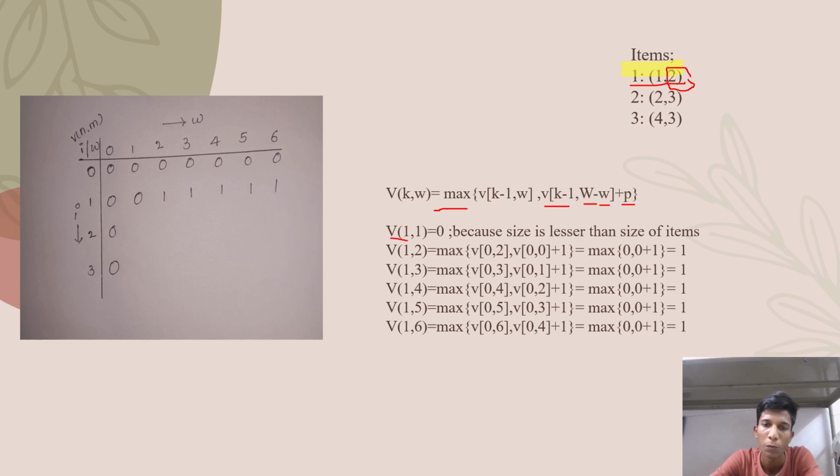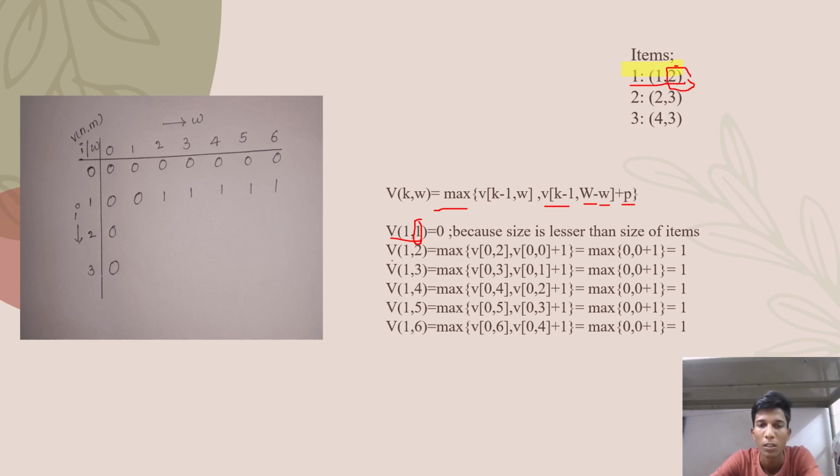Here V of 1 comma 1. The bag weight is 1, but the item weight is 2. So the bag weight is lesser than the item weight. That's why V of 1 comma 1 is equal to 0.